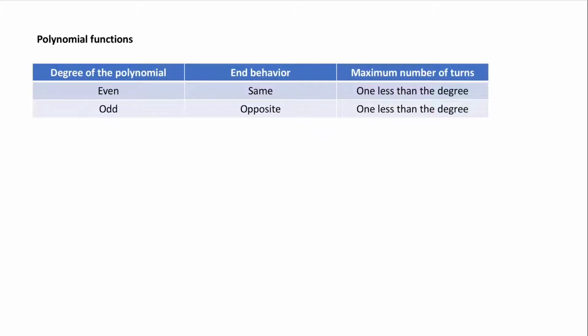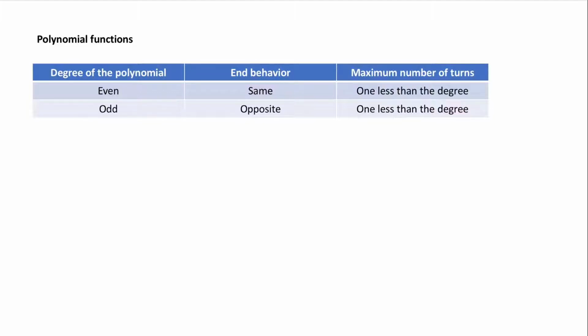We can make some generalizations about polynomial functions. If the degree of the polynomial is even, then the end behavior is the same. The maximum number of terms will be one less than the degree. If the degree of the polynomial is odd, the end behavior is opposite. And again, the maximum number of terms is one less than the degree.